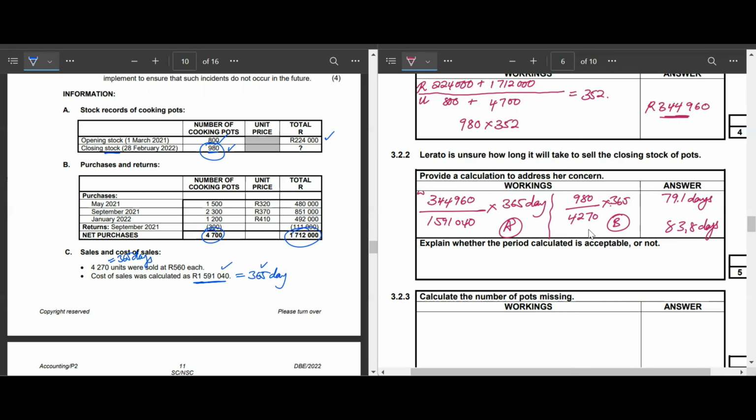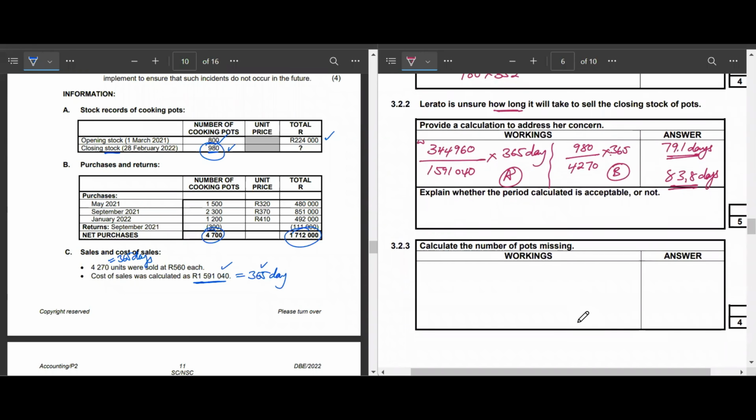You can use either option A or option B. Do not write both. Just choose one, depending on which one is easy for you. If you pick A, then you should have this as your answer. If you pick B, then you should have this as your answer. Do not write both. I would encourage that you choose one method and stick to it, and your answer must always be expressed in days, depending on the demands of the examiner.